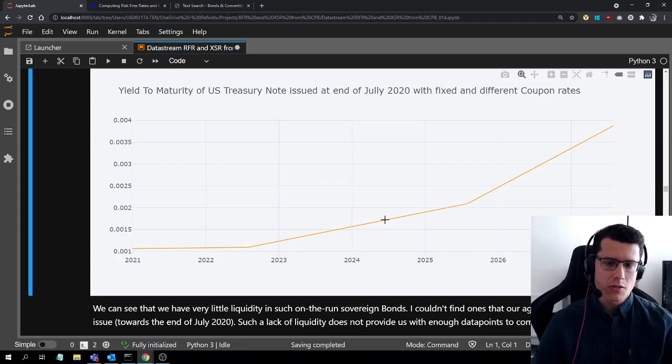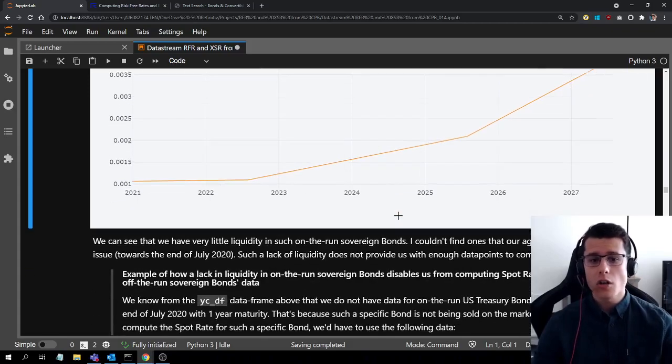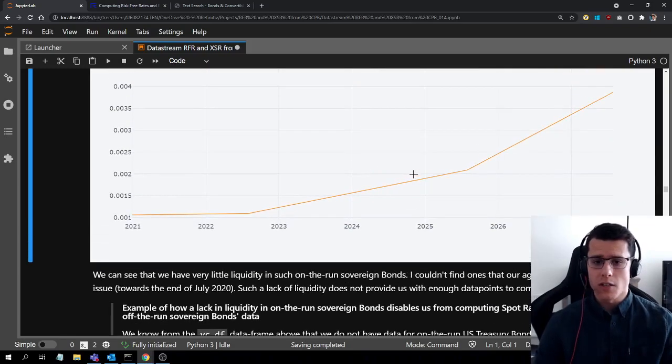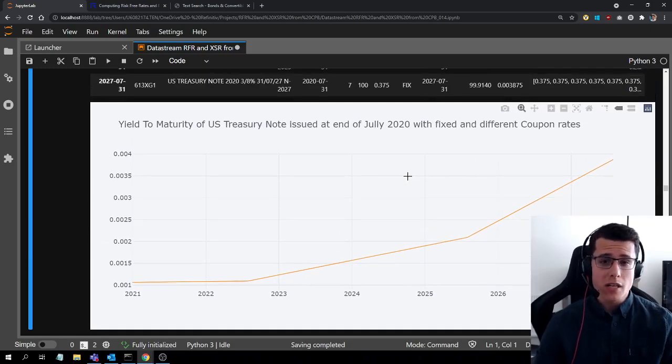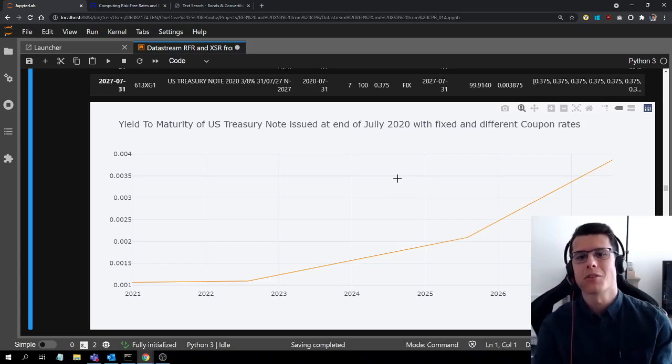So what I wanted to look at was how would an economic agent do this on their own? That's when you look not only at on-the-run securities, but off-the-run ones as well. It gets a bit more confusing, because if you have too few data points, and that's a problem of liquidity, you can't compute spot rates. You can't actually get zero coupon equivalent yields to maturity. It's impossible. You don't have enough data points.